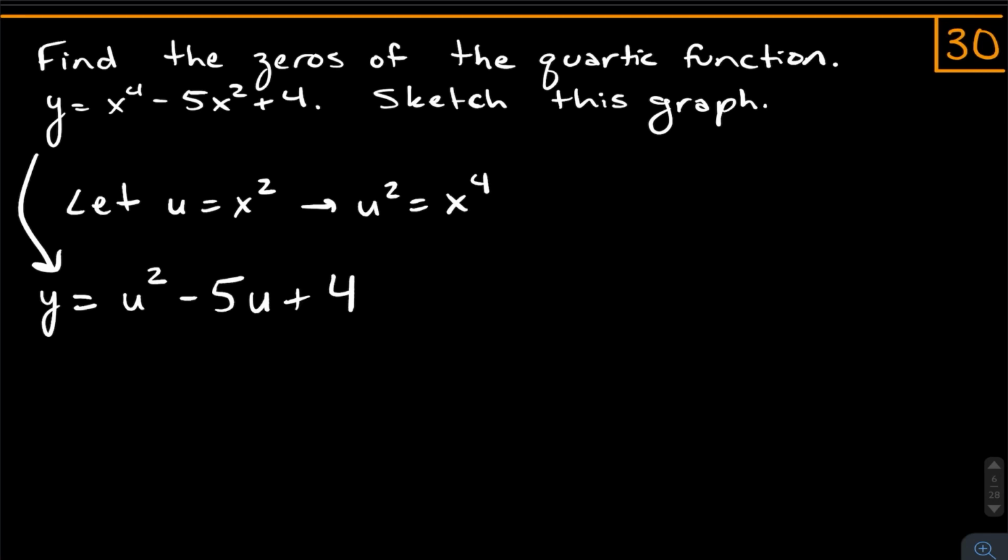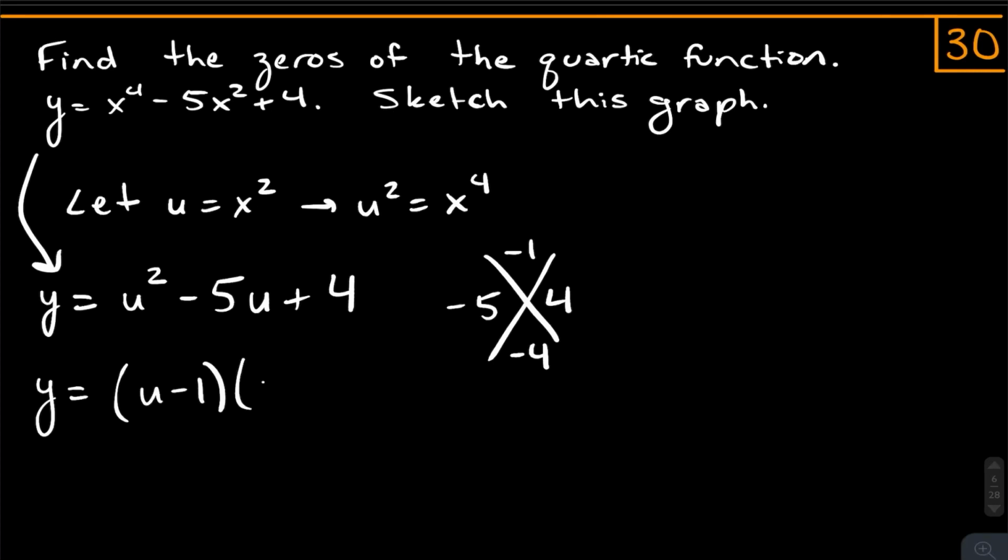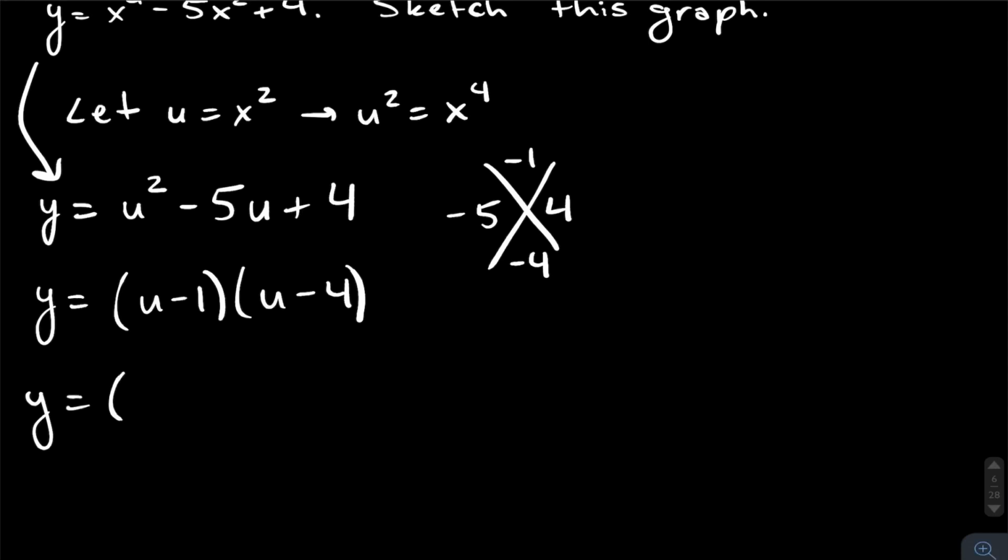And you can just factor this. The idea is, what are two numbers? I like to draw a little x graph here. What are two numbers that add to be negative 5 and multiply to be 4? Hopefully you would see that that would be negative 1 and negative 4. And so you end up getting a u minus 1 and a u minus 4. Now that we have this, all we have to do is substitute back in for our x squared. We get that y equals x squared minus 1 and x squared minus 4.